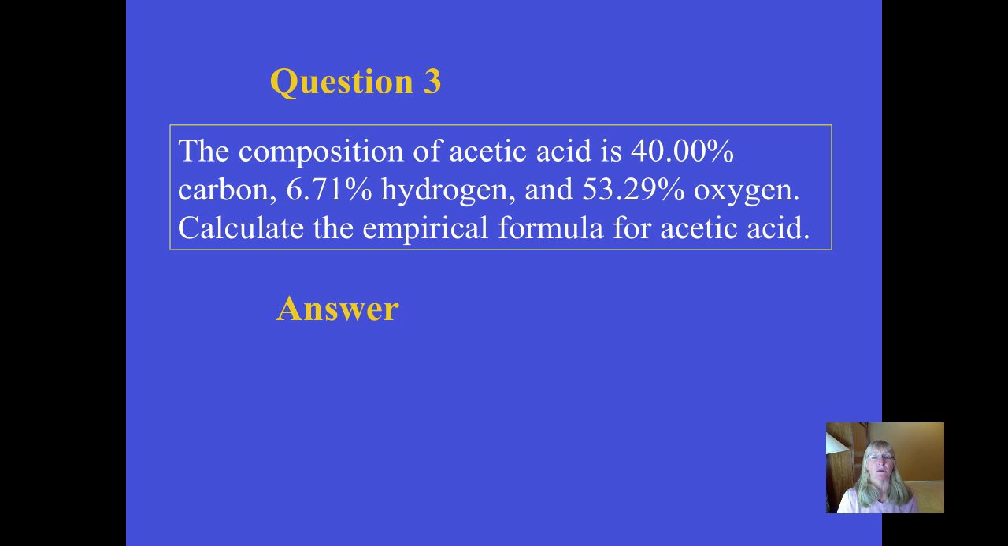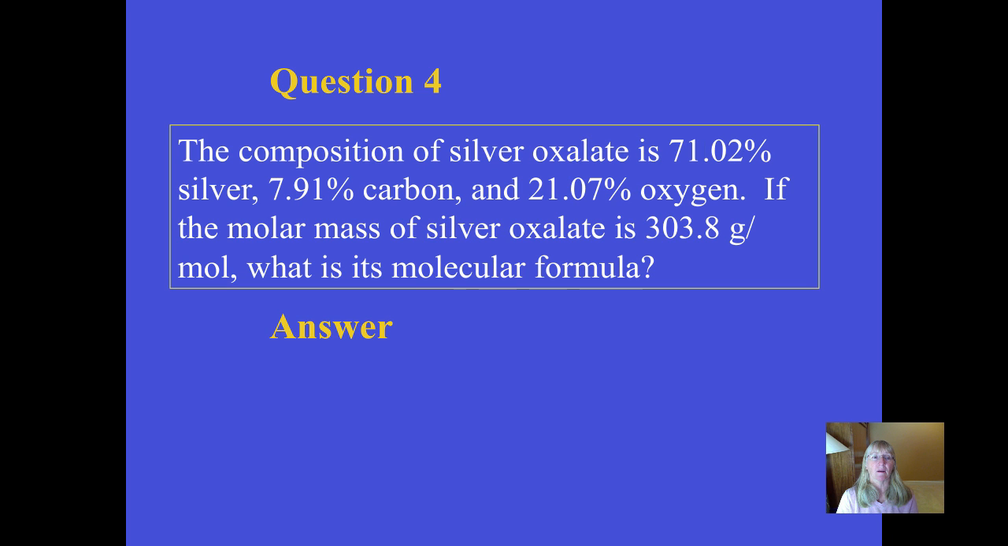Question number 3 gives you a percent composition and asks you to calculate an empirical formula, and you can test yourself to see if you know how to do these problems. And question number 4, same thing. We're giving you the percent composition to find an empirical formula, but then when they give you the molar mass of the molecular true formula, you know that they're going to be asking you to find the little multiplier number that gives you the molecular formula. That's silver oxalate.